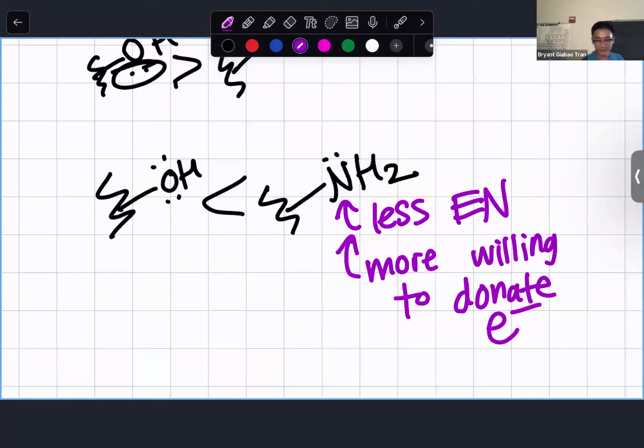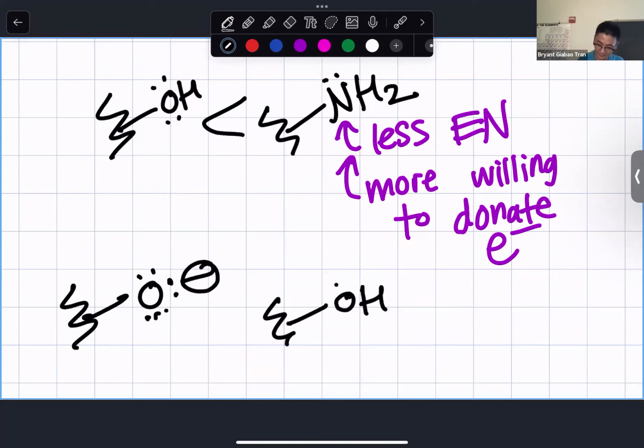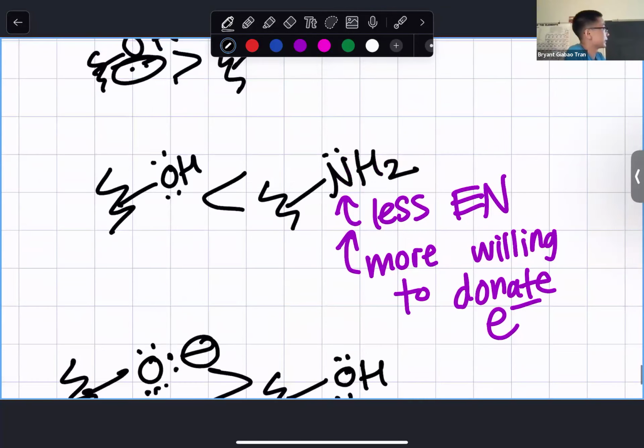The other factor you could say is negative charge, because if we have like this versus this, this is a stronger EDG because it has a full negative charge. Yeah. So instead of memorizing that, think about these factors here to determine the strength of the EDG.